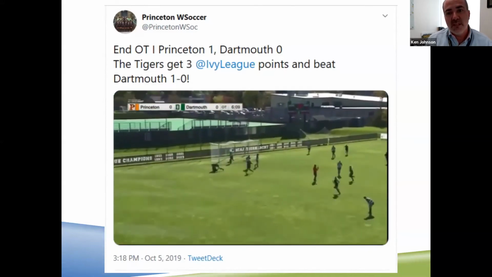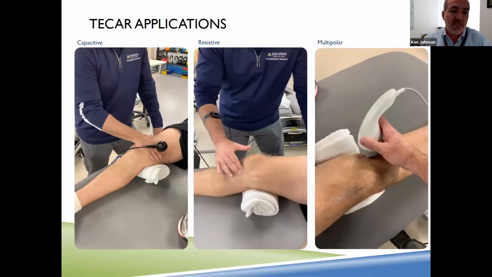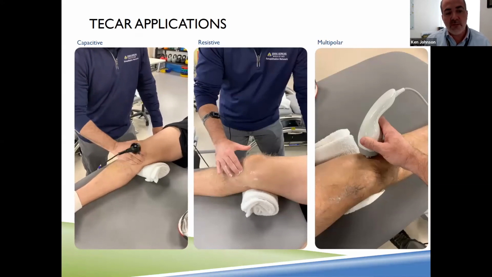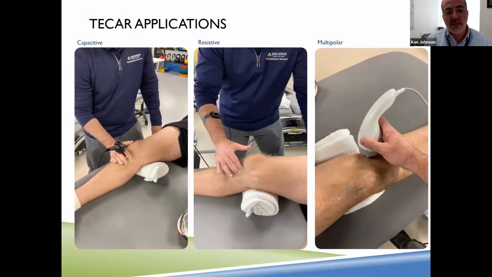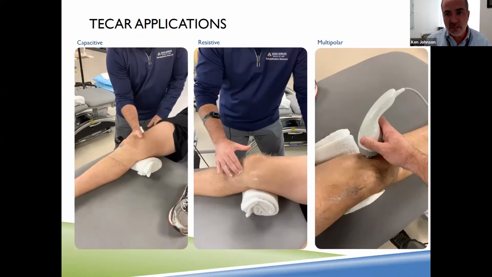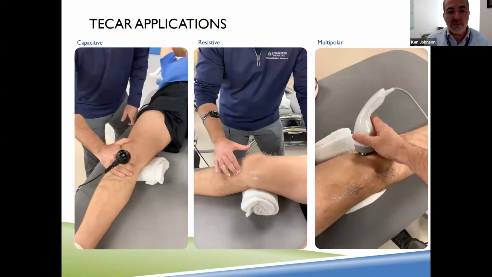So that's that. Moving back into the talk, here are some of the ways in which we progress through. I start with the capacitive warming of the tissue, getting the microcirculation brought into the area to help prepare for the next phase.